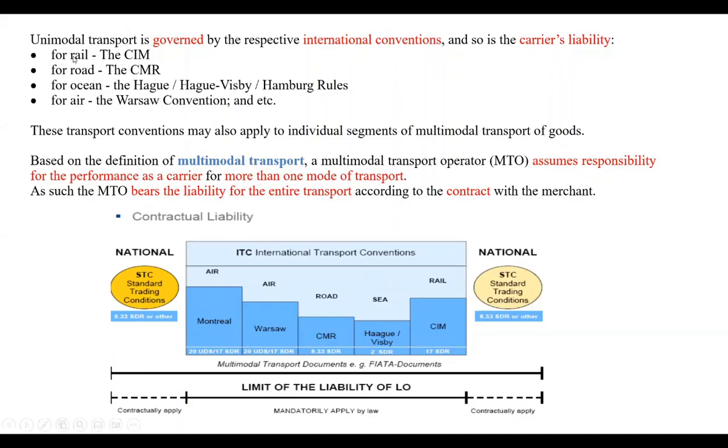For rail transport, we say that it is governed by what? The CIM convention. Okay, and then the limit of the liability is 17 special drawing rights. When it comes to the forwarders, the carrier's responsibility as liability when he's using the road transport, okay, road transport.